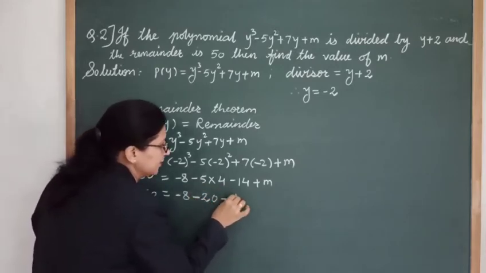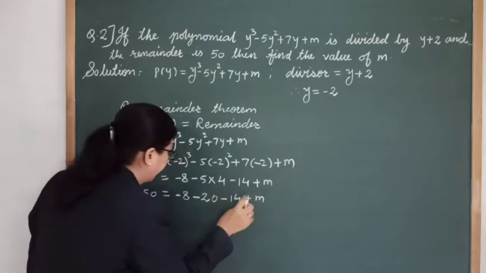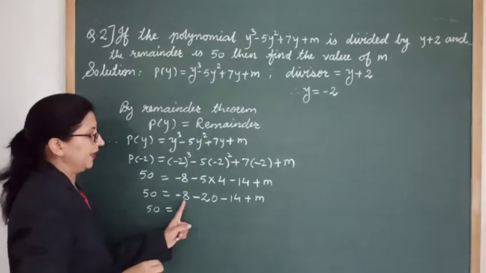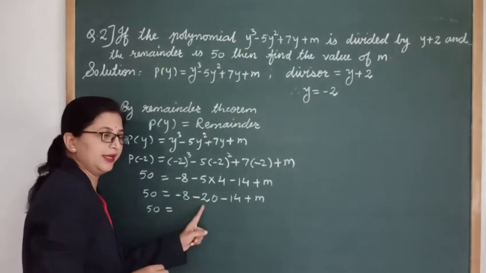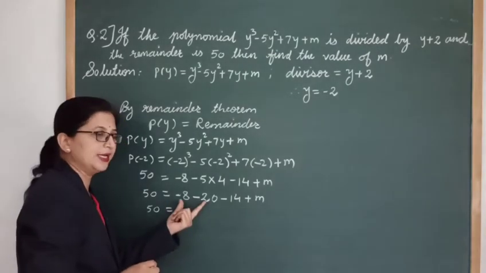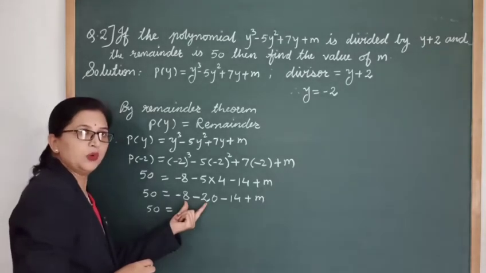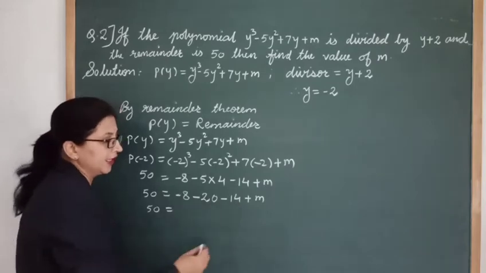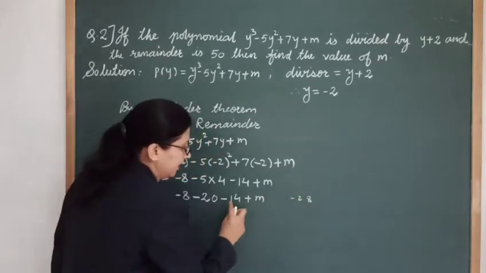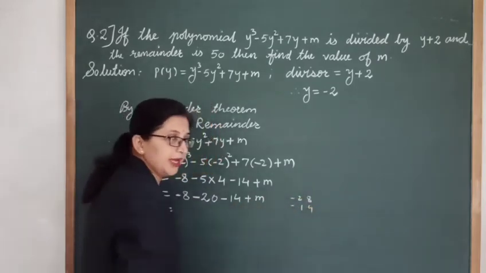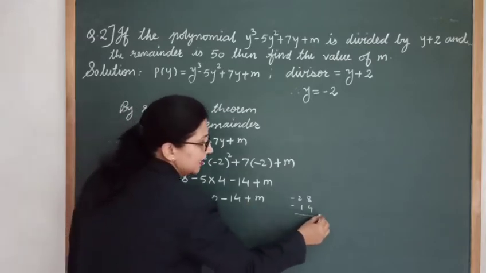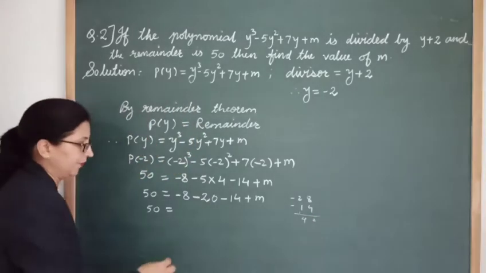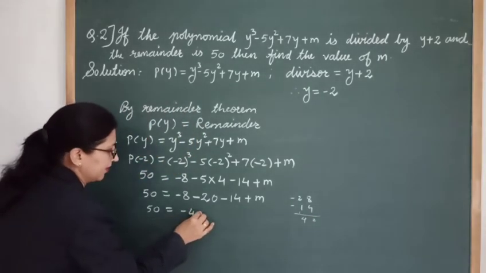20 minus 14 plus m. So let's solve this. 50 is equal to negative 8 and negative 20. Okay, same sign addition. That is negative 28. Okay, sign of bigger number. Negative 28 minus 14. Negative 28 and minus 14. Okay, again same sign addition. 8 plus 4 is 12, carry 1, that is 42. Okay, and sign of bigger number.